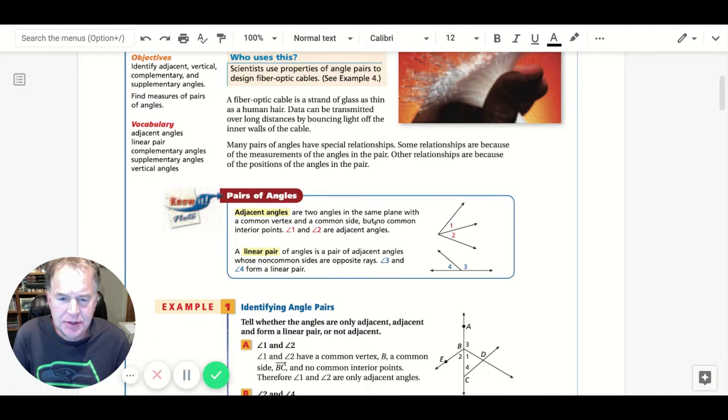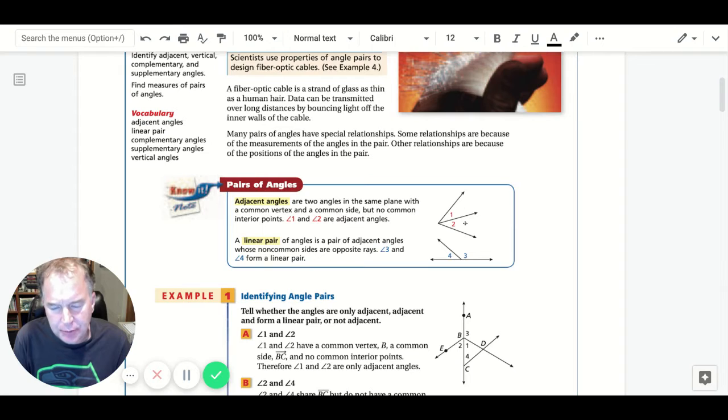First pair of angles is adjacent angles. The word adjacent means next to. So if you look at angle 1 and 2, those two angles are next to each other. To be adjacent angles, they must share a side but have no common interior points. So if they're next to each other, they're adjacent angles. When you look at angle 3 and 4 down here, again, they share a side, so they're next to each other. They are adjacent angles. Just remember the word adjacent means next to.